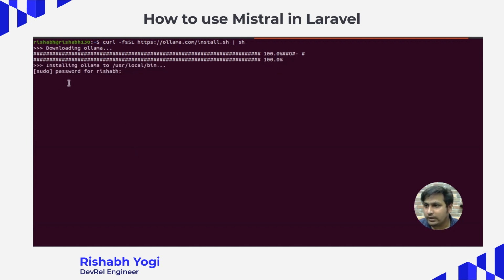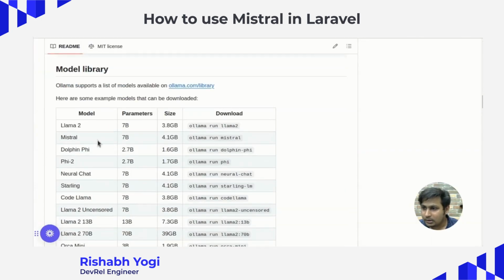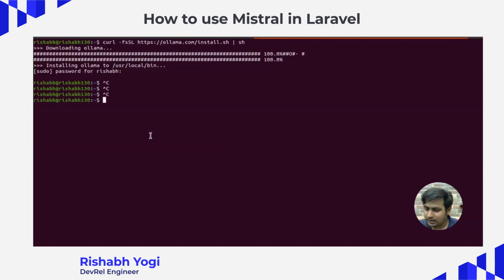Now you need to enter the credentials of your system. As I have already installed it, I am directly hitting the command to run Mistral, that is ollama run mistral. I am copying this command and entering it after Ollama is set up. Now Mistral is running.